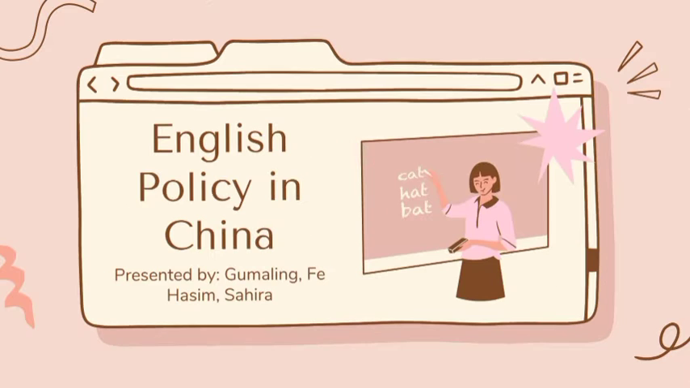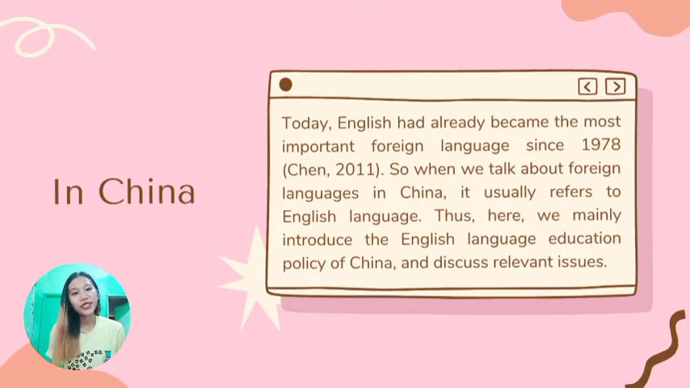And now we are going to tackle English policy in China. Good day everyone. For today's video, we are going to discuss English policy in China. Today English has become the most important foreign language since 1978, according to Chain 2011. When we talk about foreign language in China, it usually refers to the English language. Thus here, we mainly introduce the English language education policy of China and discuss relevant issues.